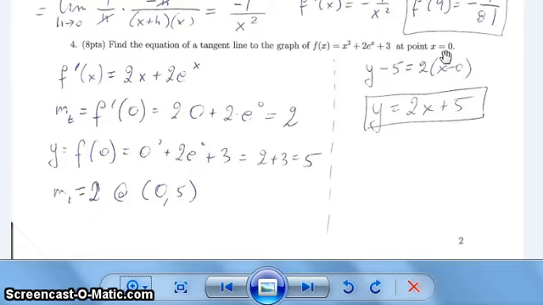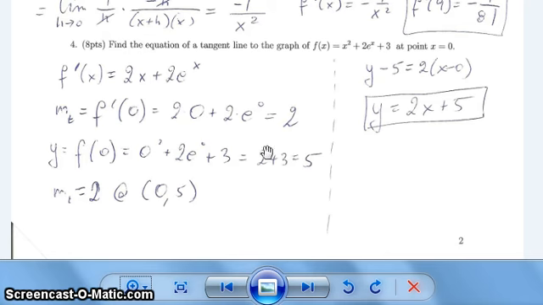Then the y coordinate of this point is not given, so we have to find it. So you replace x with 0 in your original function, so evaluate f of 0, and we get 5. So this is what you have. The slope of the tangent line is 2, and the point at which we have to find the tangent line is (0, 5).